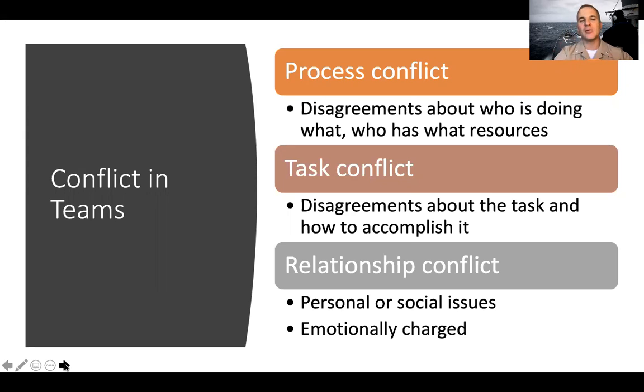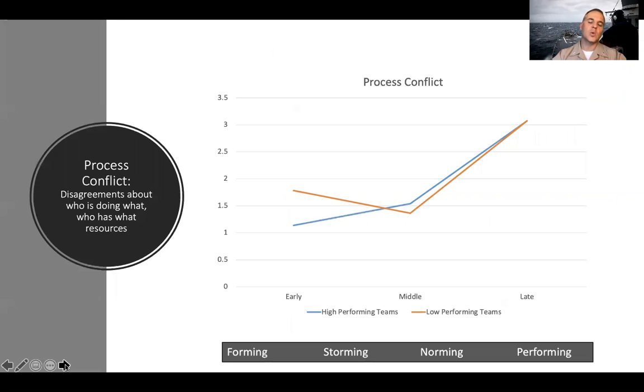So task is about what we are trying to achieve, and what's the path to get there. Process conflict is we have disagreements about who's going to do what on that path and how we're going to follow down that path. So let's talk about how this plays out.